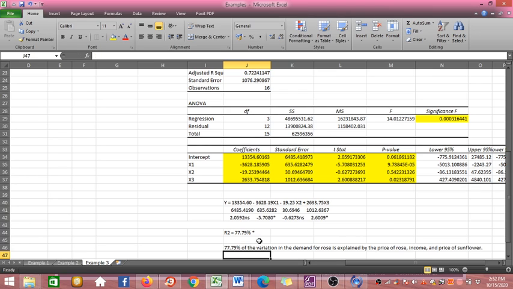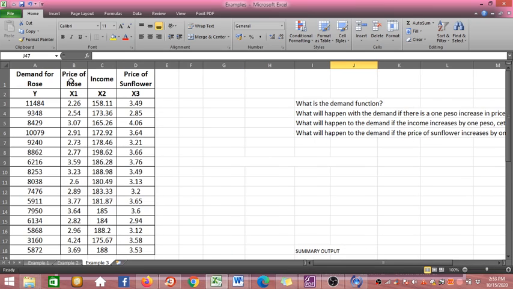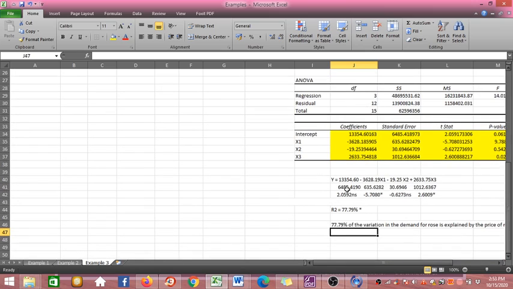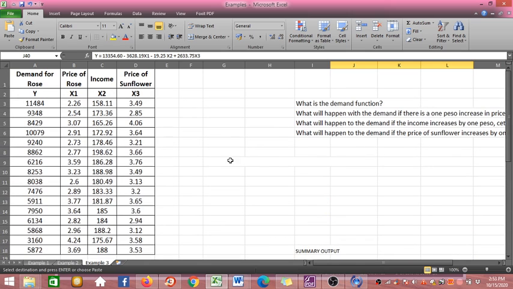So, ito yung mga given natin. Yung base siya dito: demand for rose, price of rose, income, and price of sunflower. Okay. So, i-copy lang natin to so that we can answer yung questions dito sa taas. So, the first question is, what is the demand function? So, eto na, na-answeran na natin.